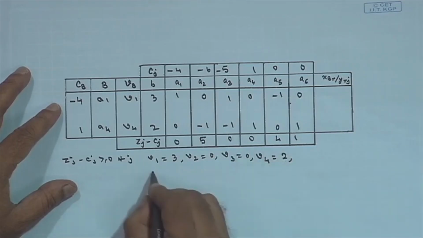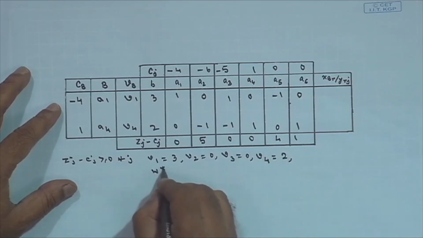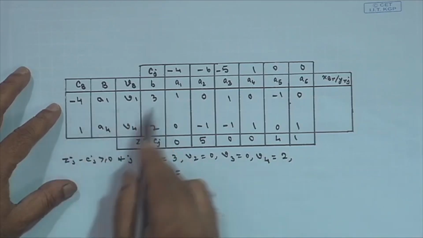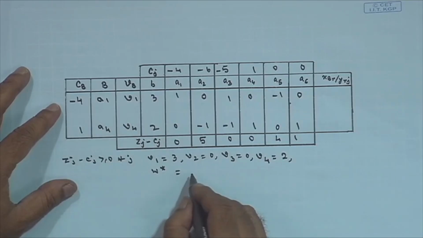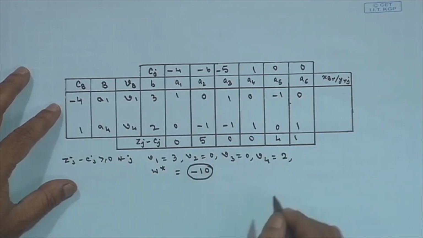And what will be your W star? Your W star will become this one, minus 12 and this one. So, W star will be minus 10 basically, and since I have to take the minimization, in units of price it will be equal to 10.